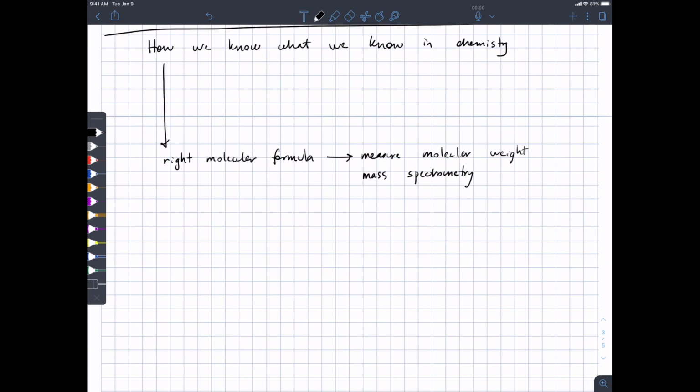Mass spectrometry works on the principle that charged particles move in a magnetic field in a way that depends on both their mass and their charge. And so if you take a small molecule and figure out a way to give it either a positive or a negative charge, and then you put it in a magnetic field, it's going to move in a characteristic way that you can use to calculate the mass of that particle.